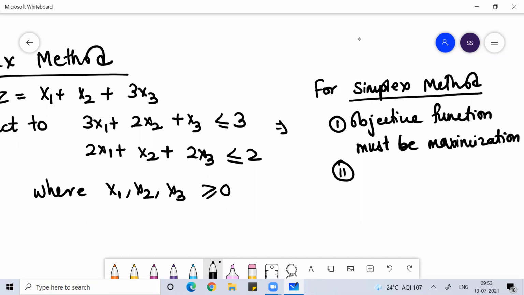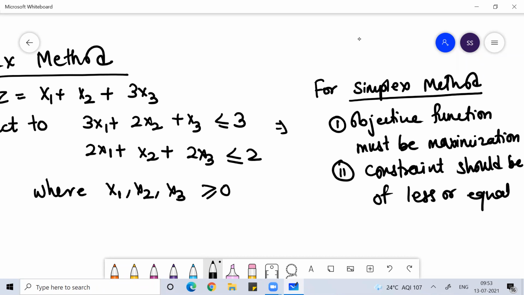The next thing in the simplex method is that the constraint should be of less than or equal to sign. So in order to solve the problem by using simplex method, your objective function should be maximization, and your constraint should be less than or equal to. If you have a constraint with more than or equal to, then you need an alternate approach of simplex method, which is called Big M method. Then we'll solve the problem by using Big M method.